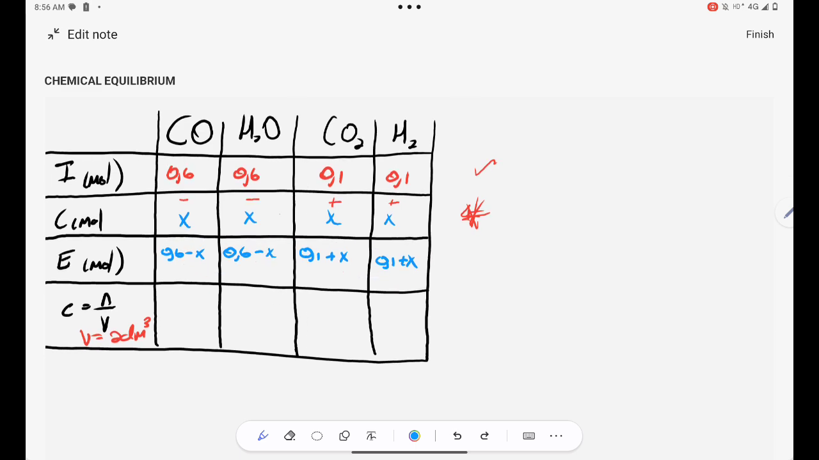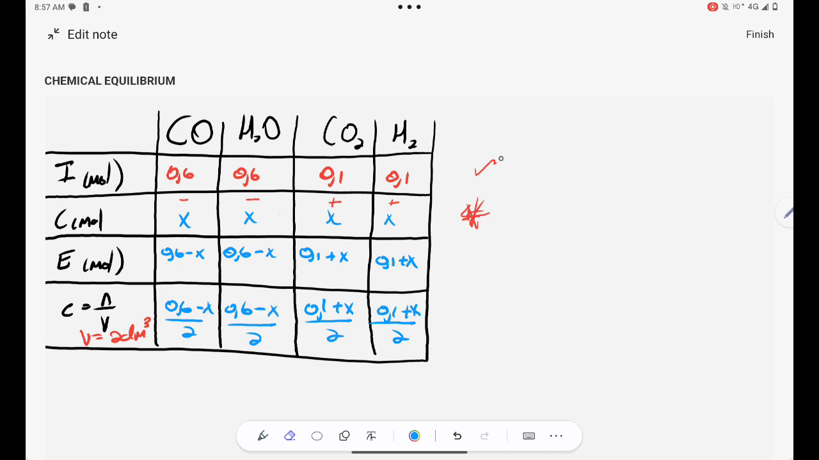For me to find the concentration, I just need to take the number of moles at equilibrium divided by the volume. Our volume is 2 cubic decimeters, so the concentration of carbon monoxide is 0.6 minus x all over 2. Same thing applies over here, all over 2. And then I'll simply have 0.1 plus x all over 2, 0.1 plus x all over 2.